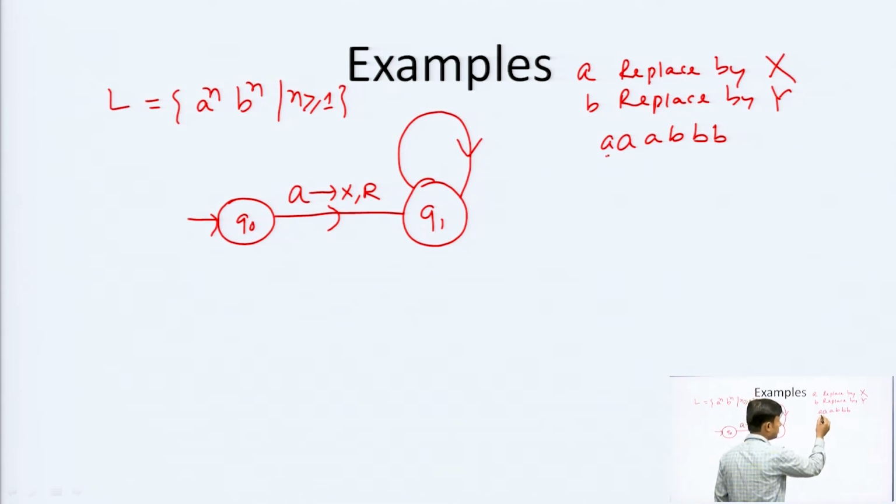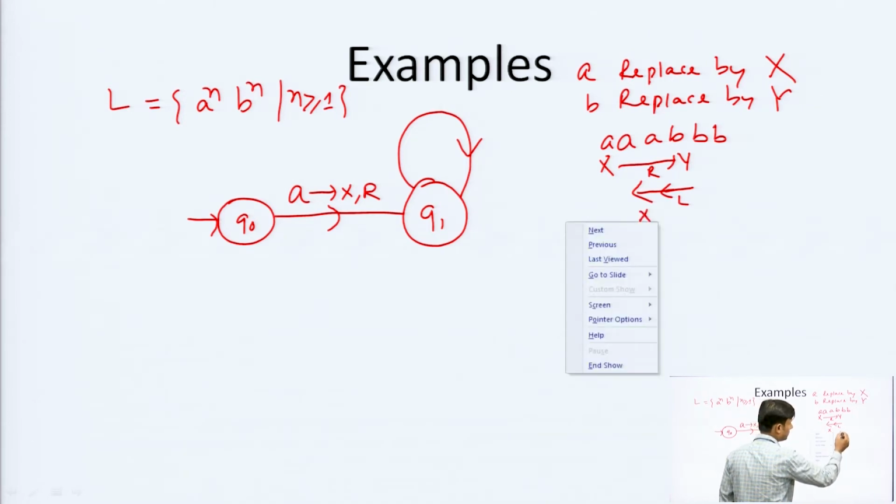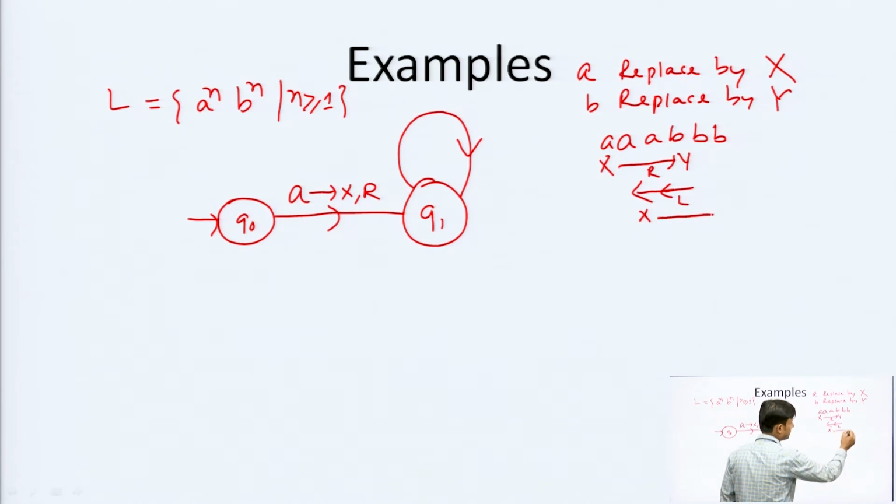First one you have to replace by X, then move to first B, then replace by Y. After replacing Y, this is a right move, then you have to move left up to first X, first A, then it will be X, like that, then you have to go to the next B, next B replaced by Y, like that we have to do.